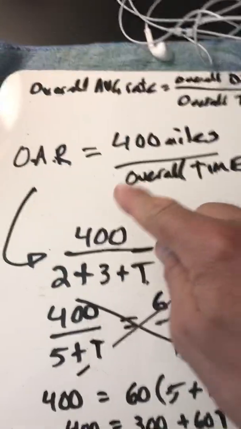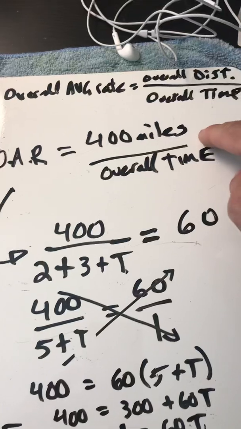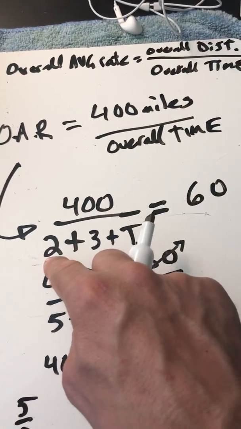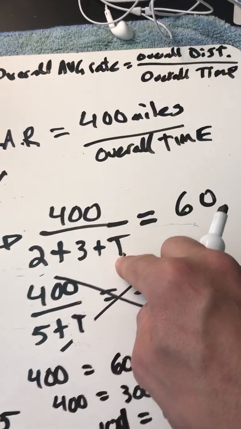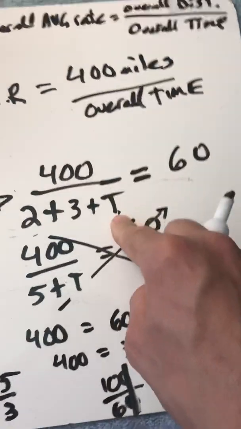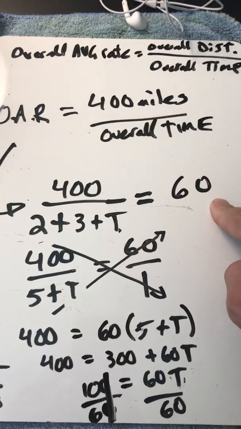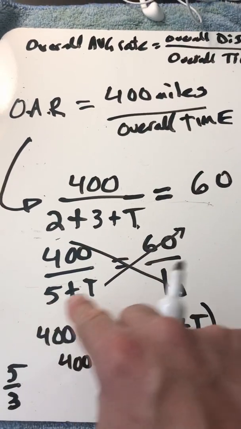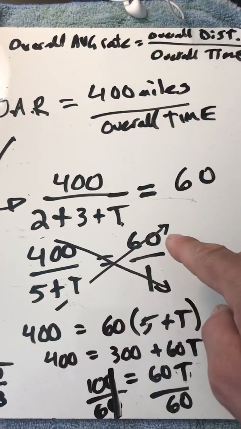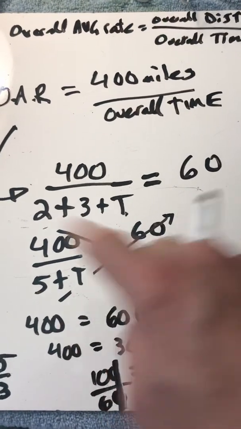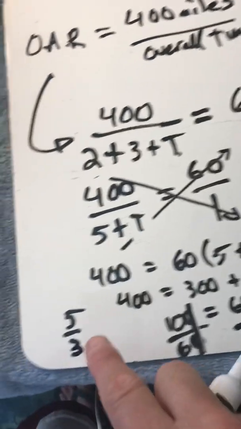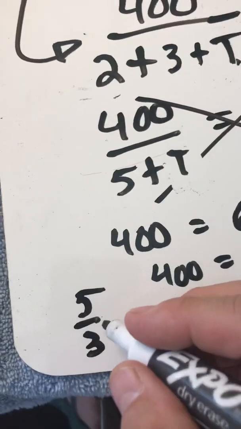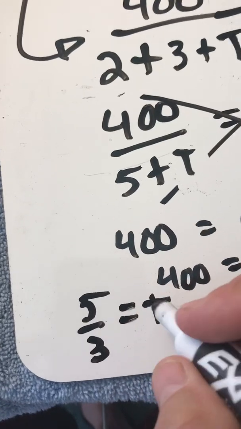Because the overall average rate is the overall distance over overall time. 400 miles total, took them 2 hours, then 3 hours. The last leg of the trip, that's the time we're trying to figure out. And it has to average out to 60 miles per hour overall rate. So you get 400 over 5 hours plus T hours equals 60, technically over 1. Cross multiply, solve for T. You get 1 2/3 hours. That's what T equals.